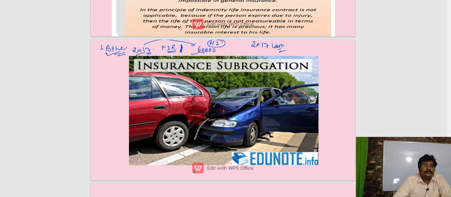Now the ownership: you don't have any ownership of that particular bike, because the insurance company has already paid the amount for the bike. So now the bike's ownership is transferred to the insurance company.